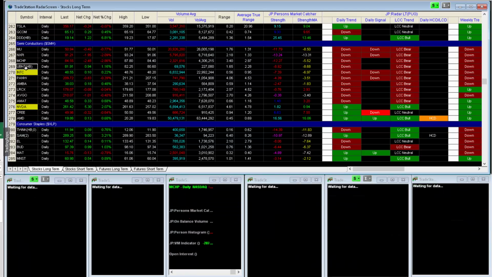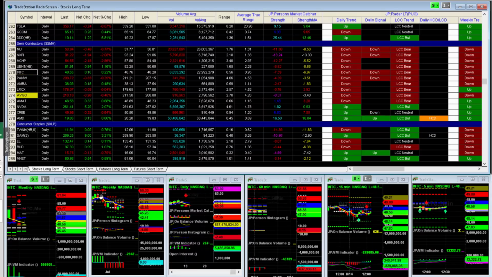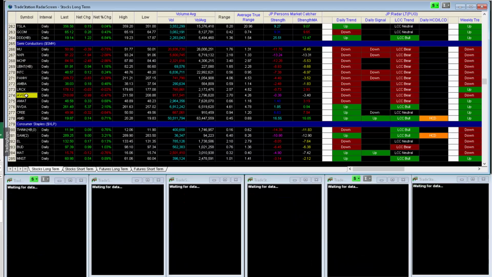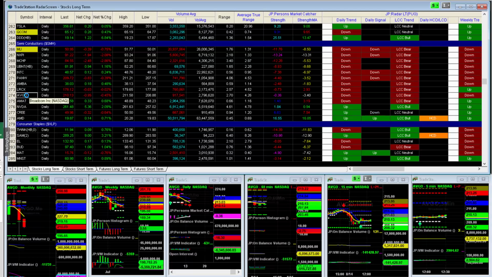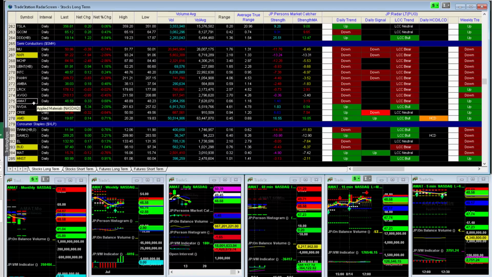Ubiquiti Networks is not really a semi, but I kind of follow it in that space. But Intel, certainly, I don't know what you want to call Intel. Is it a chip manufacturer, technology? But either way, it's in the semi space, it's down as well. Ambarella, it's down as well. Avago, Broadcom, it's down as well. Applied Materials, it's kind of sideways. It's been down since June, as you can see.